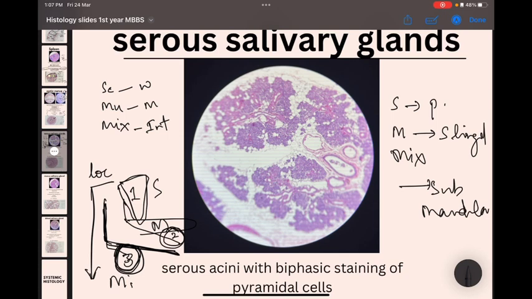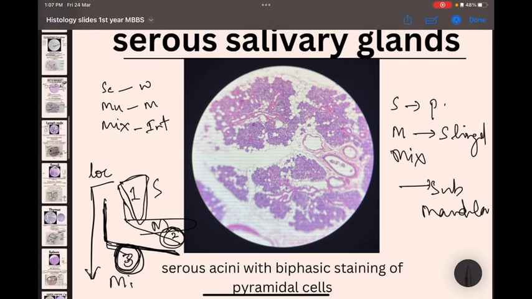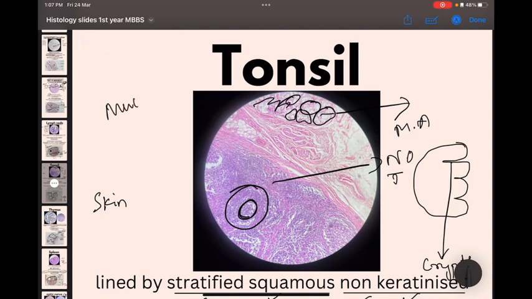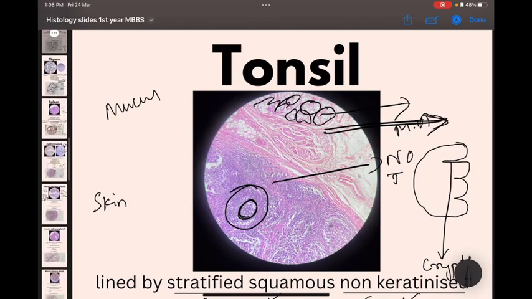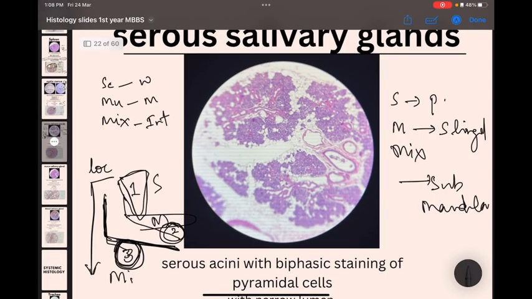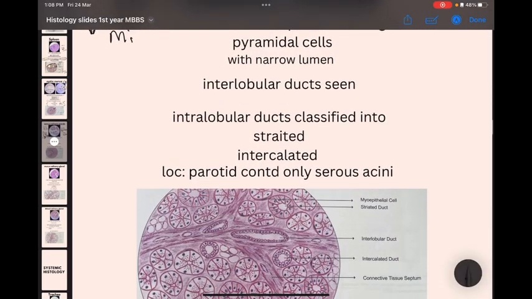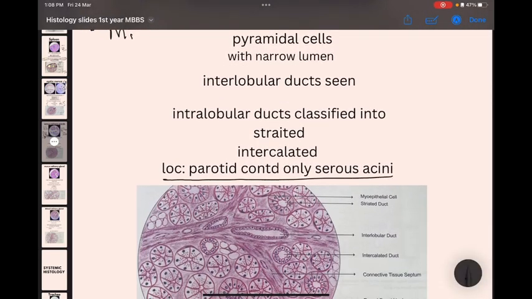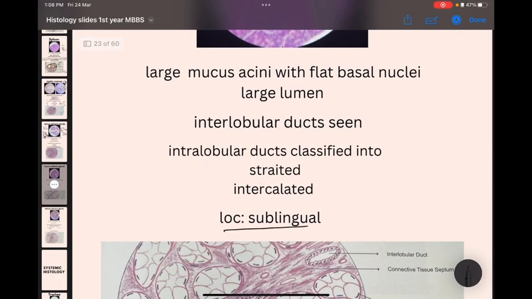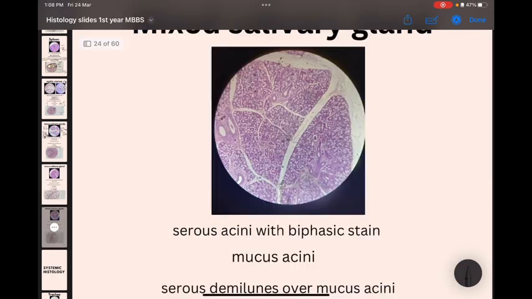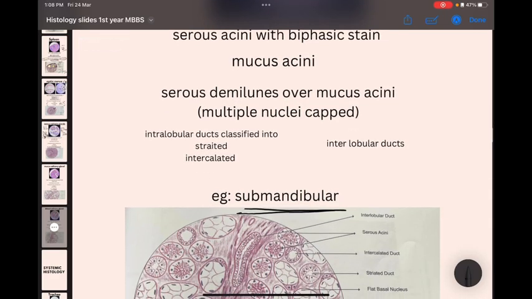And the acini that was present in the tonsil was mucus acini. If you remember, these acini are mucus acini, right? Serous is parotid, mucus is sublingual, mixed is submandibular. We're done with the examples. Now see, location: parotid is seen only in serous acini. In the case of mucus, it is sublingual. In the case of mixed, it is submandibular.